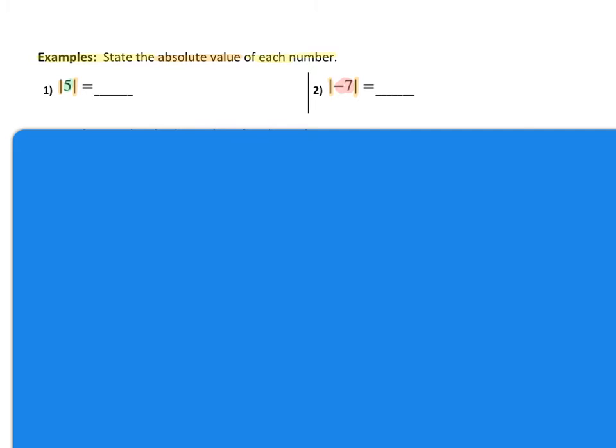Let's look at another set of examples where we would have to state the absolute value of a number. Remember, the absolute value of any number is always positive because you're seeing how far that number is from 0. So you're counting the distance, and whenever we count distance, we use positive numbers.